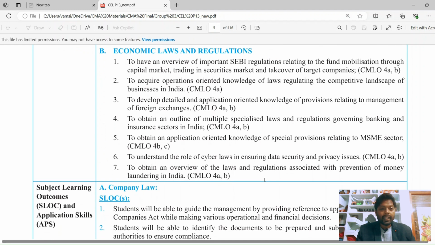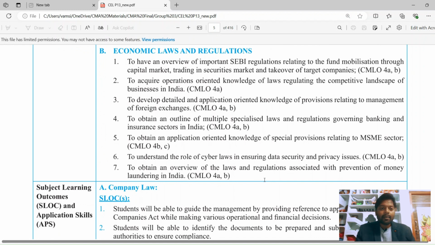Number four, to obtain an outline of multiple specialized laws and regulations governing banking and insurance sectors in India. Number five, to obtain an application-oriented knowledge of special provisions relating to MSME sector. Number six, to understand the role of cyber laws in ensuring data security and privacy issues. Number seven, to obtain an overview of the laws and regulations associated with the prevention of money laundering in India.